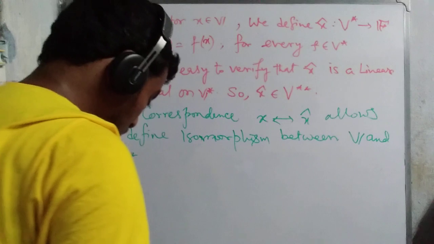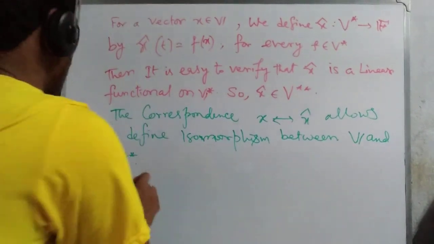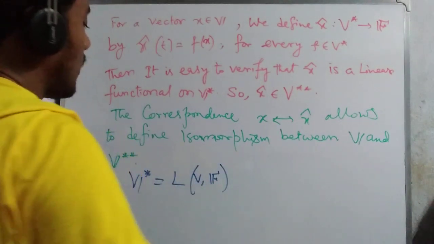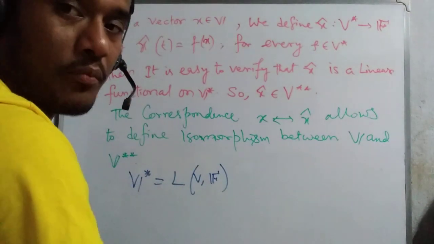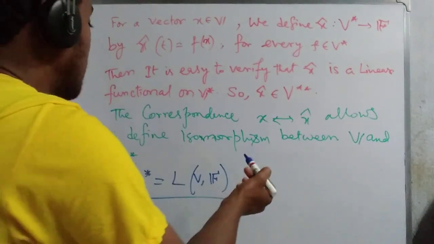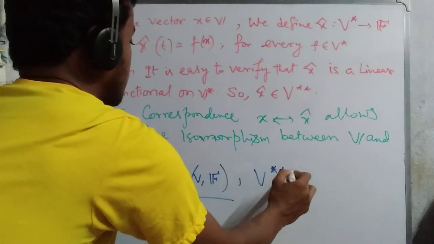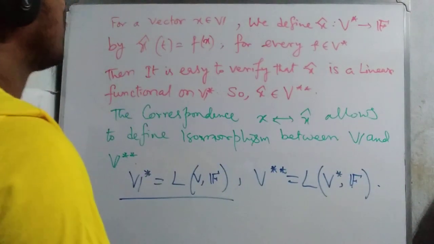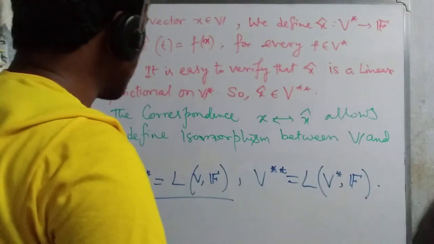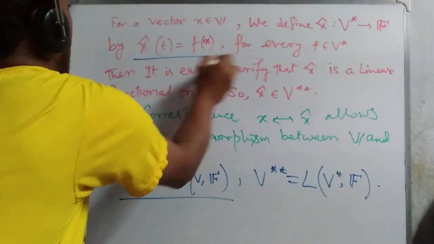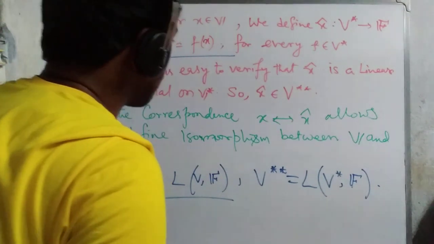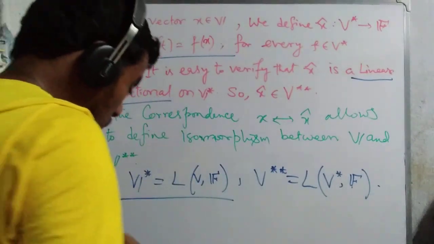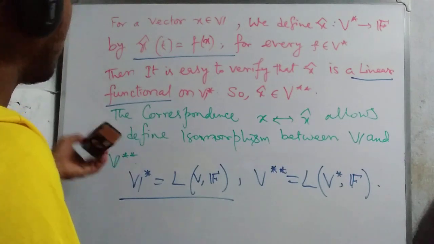Then we also talk about that V star equals L of V, F, that is the space of all linear functionals from V to F, and V double star equals L of V star, F. Understood? Then we also discuss this map, x cap of f equal to f of x. This is a linear functional on V star. So we are now going to discuss one lemma related to that topic.